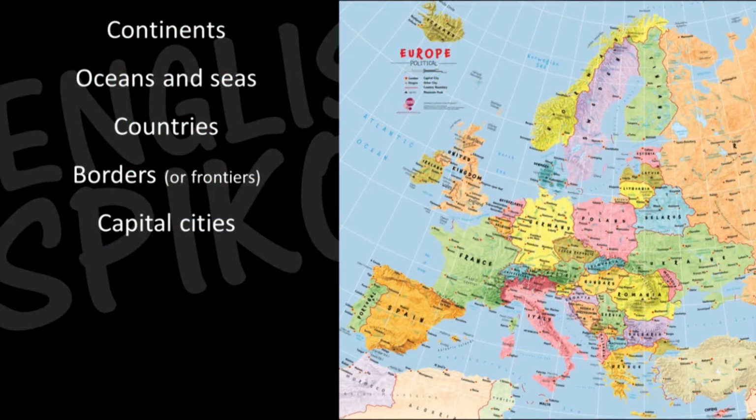This is a map of Europe. We already spoke about continents, so in this matter here, the only continent we can see on this map is Europe. All right, we can get a closer look at oceans and seas that we already spoke of as well, such as the Atlantic Ocean here, which is west from France, for instance, or the Mediterranean Sea. The Mediterranean Sea is south of France.